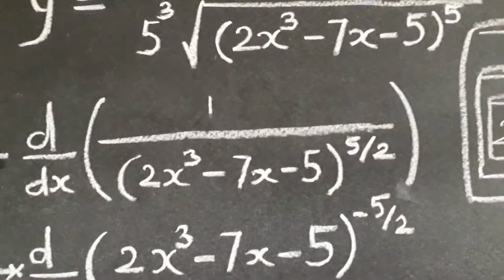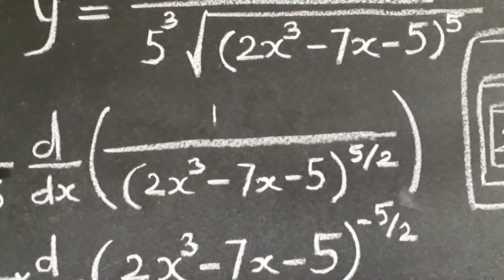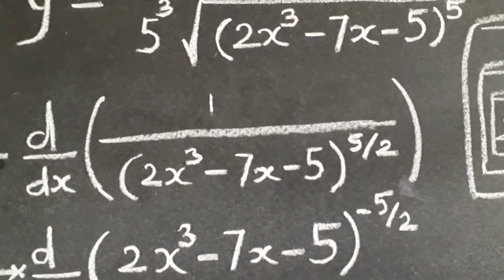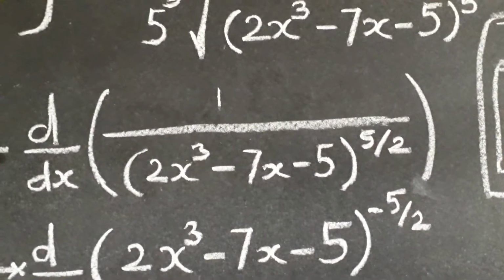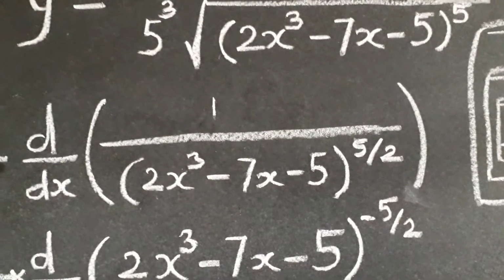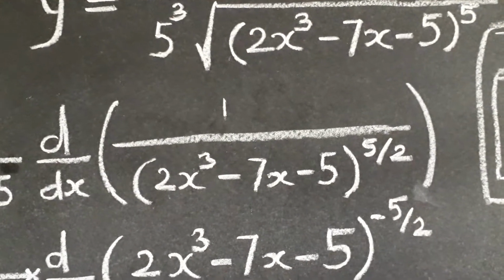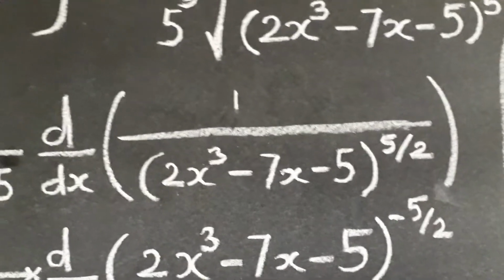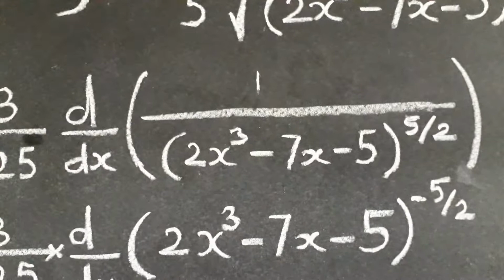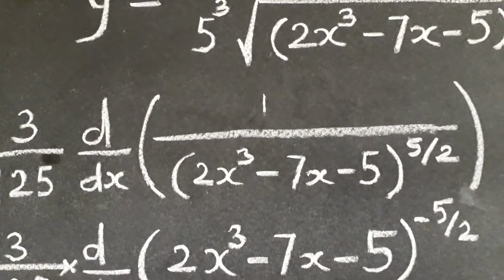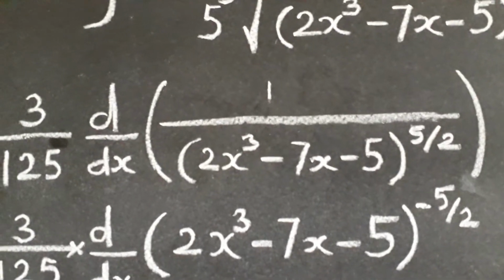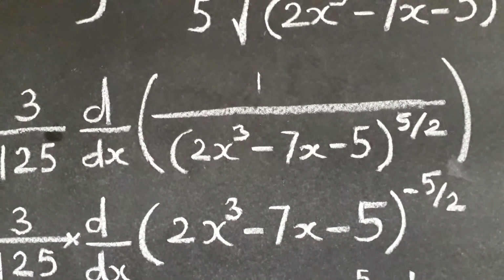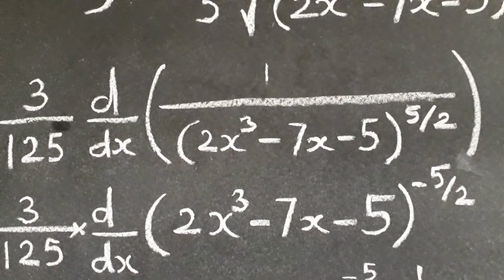But whenever we come across the division rule, we always try to avoid it. And are we able to avoid it? Yes, we are able to avoid it, because the expression in the denominator has a power which we can express using the laws of indices as (2x cube minus 7x minus 5) the whole raised to minus 5 by 2.